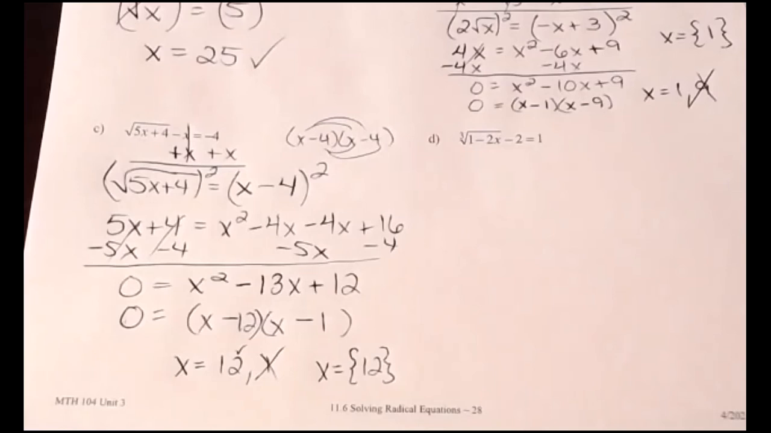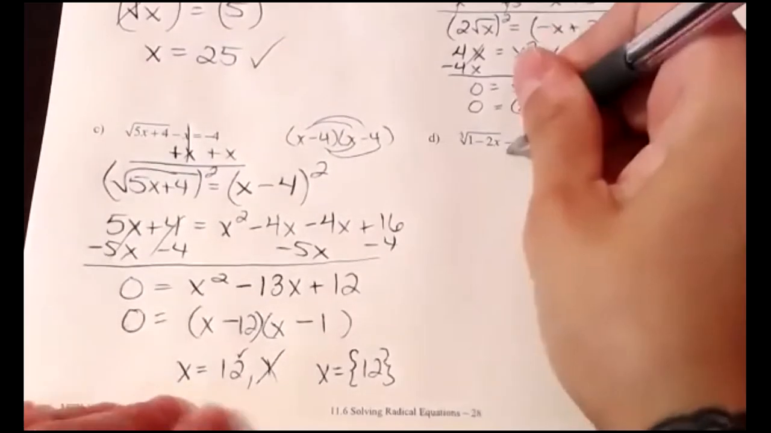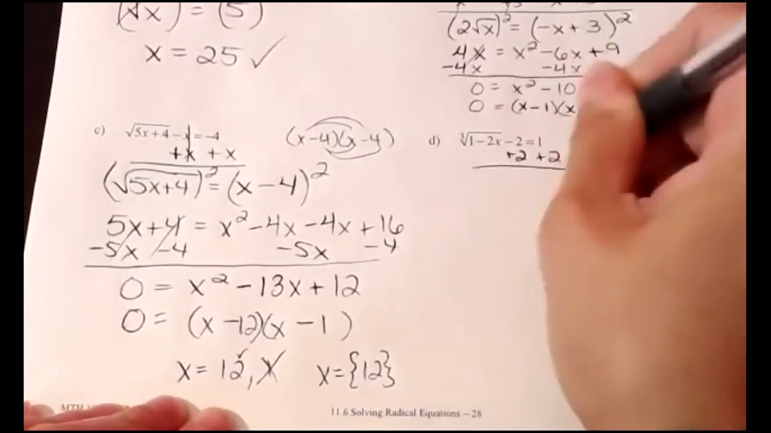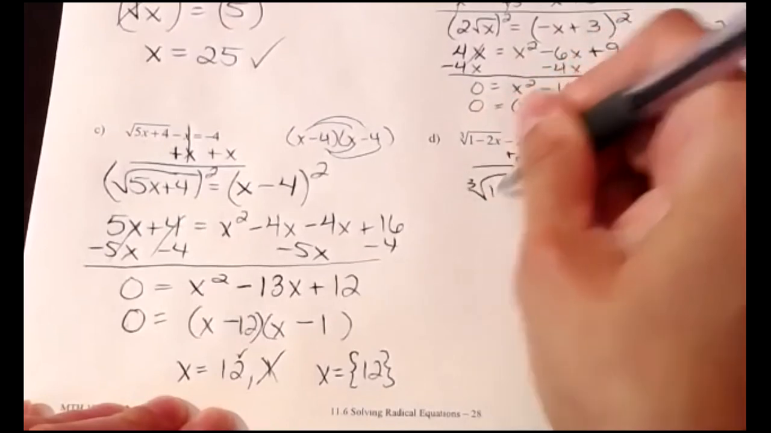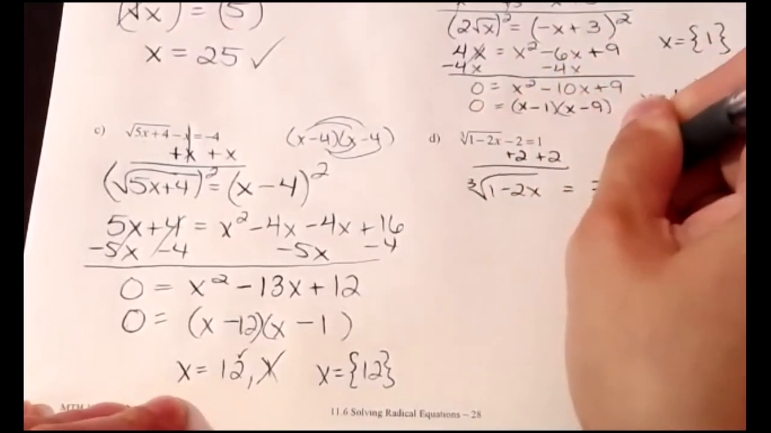Part D. You can do this. Melina, can you walk us through part D? I can try. Cool. What would you do first? Do we take the -2 and bring it to the other side? Beautiful. So she's isolating the radical. So we got cube root of 1 minus 2x is equal to 3.